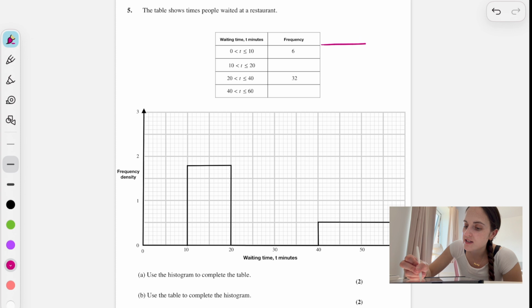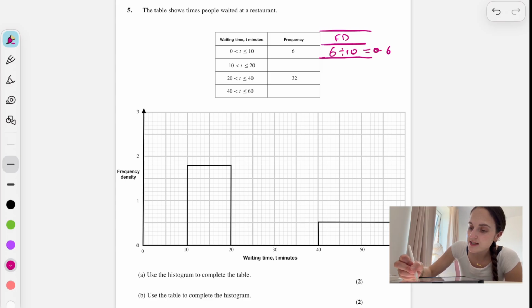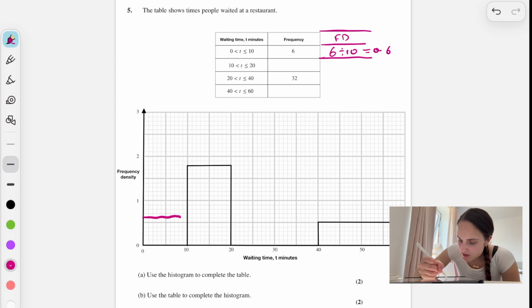So to work out what that's going to be on the histogram, I'm going to work out the frequency density. So the frequency density again is the frequency divided by the class width. So that's going to be 6 divided by 10, which is 0.6. So the first bar needs to go along from 0 to 10 and up to 0.6. So 0.6 is here. So I'm just going to draw a straight line like that, and that's the first bar.